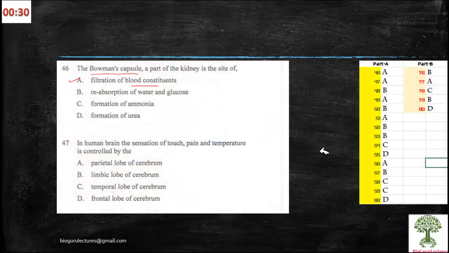As we move on, we look at question 46. The Bowman's capsule, a part of kidney, is a site of filtration, and Bowman's capsule is also called as Malpighian tubule, where the primary process of filtration takes place. 47th one. In human brain, the sensation of touch, pain, and temperature is controlled by the, it's again parietal lobe, option A. Parietal lobe is meant for the feelings. Most of the feelings will be controlled by this region only.